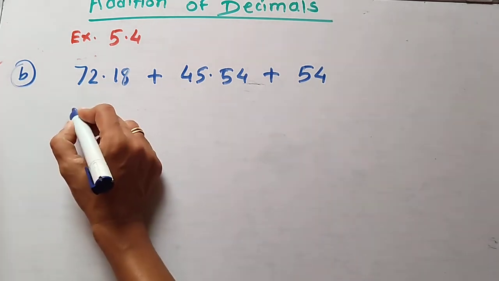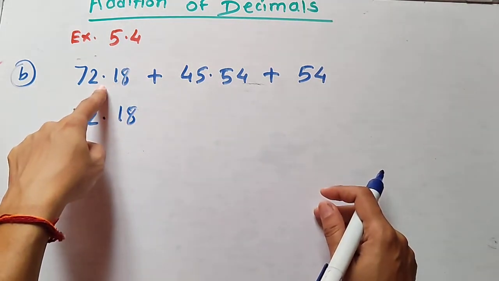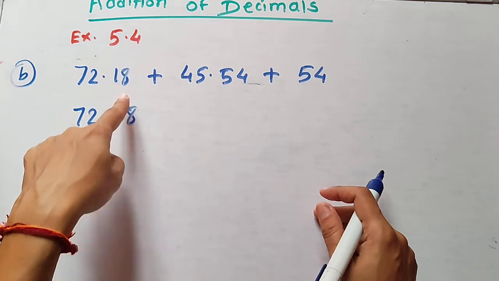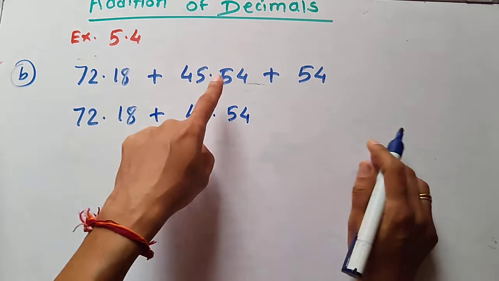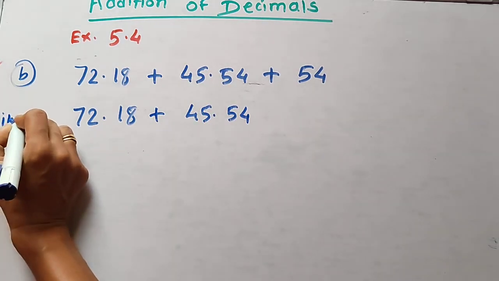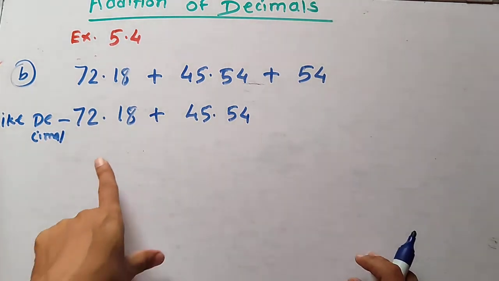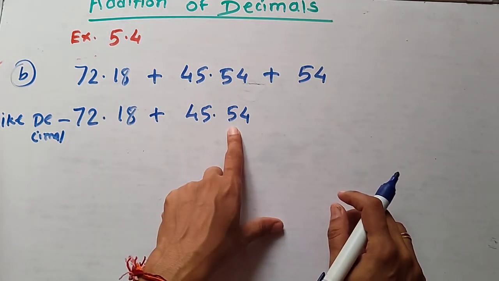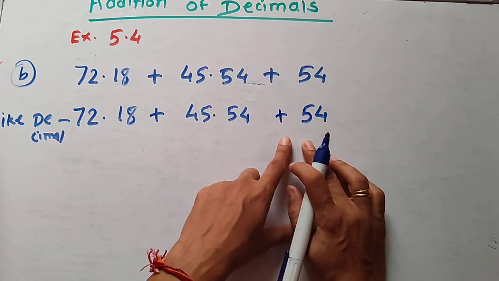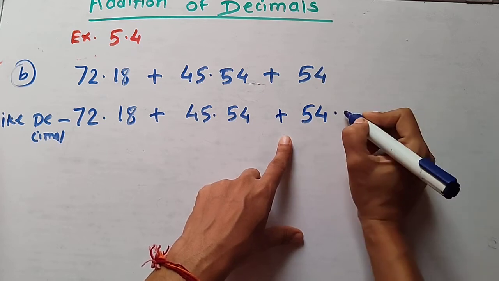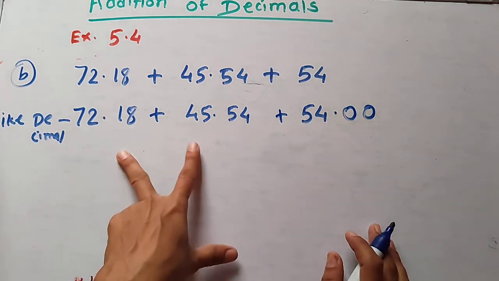So here 78 point, after the decimal point, how many digits are here? 2 digits. Okay, again 45.54, here also you have to write like decimals. Okay, see these are like decimals. Again here after the decimal point there are 2 digits, but here is a whole number. Okay, here there is no decimal point, so you have to put the decimal point and add 00. Now we get all these three as like decimals.